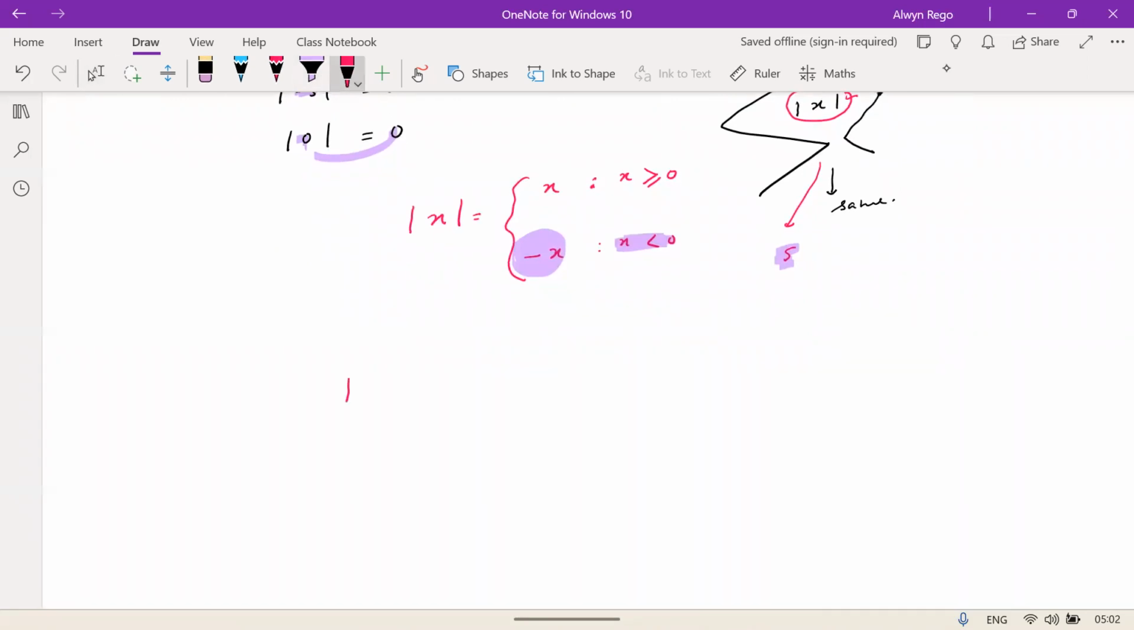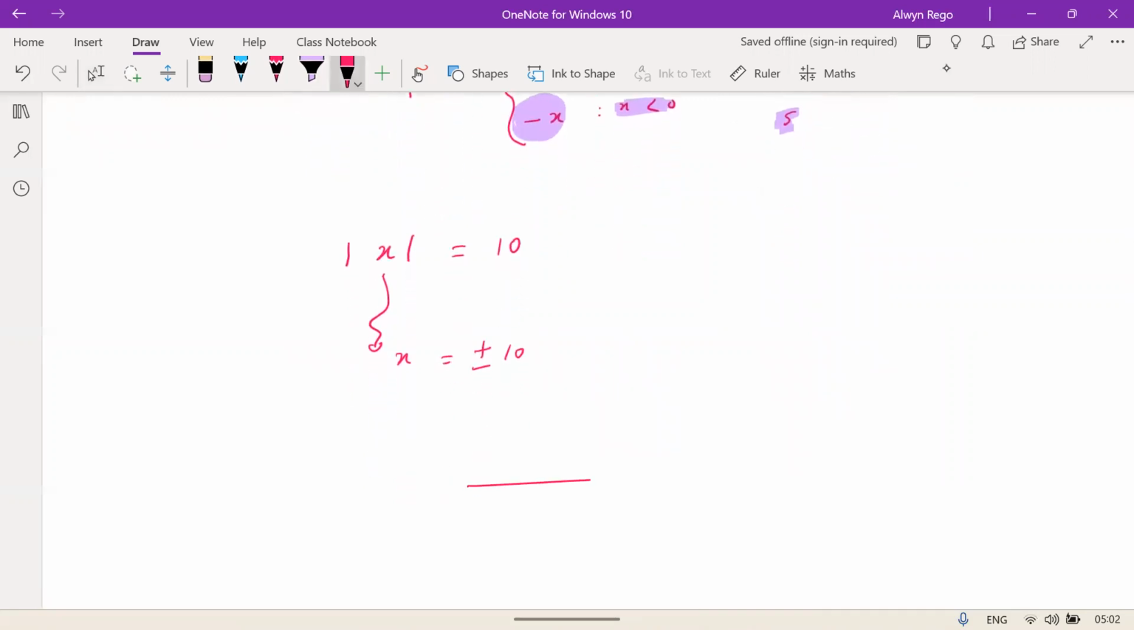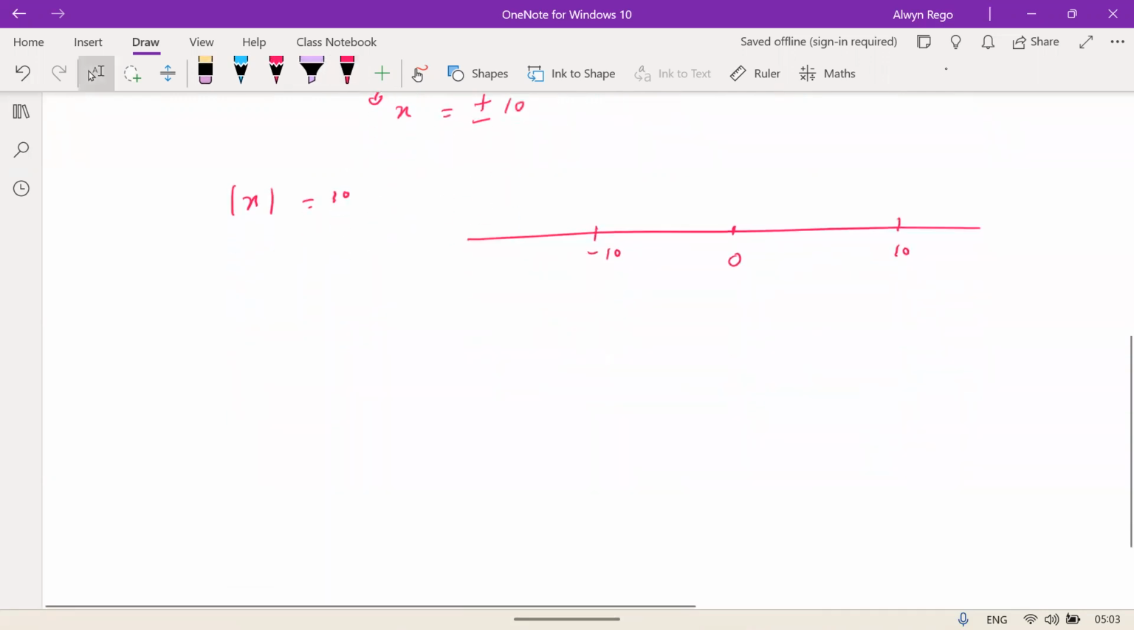So if you have the modulus of some number equal to, let's say, 10, you could say that this number is either plus 10 or minus 10. So if you are solving for an unknown, you know that if the modulus of x is equal to 10, then the number may be 10 or maybe it is minus 10, because the number is plus or minus 10.